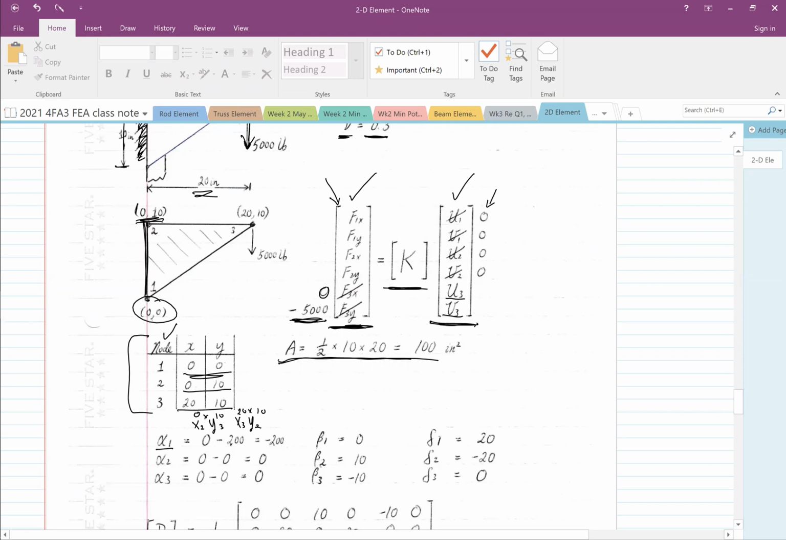Okay, let's do beta. Beta 1, according to the formula, is Y2 minus Y3. Hold on, did I do it right? What is Y2? Y2 is 10. Y3 is 10. Okay, I got it. Yeah, 0.